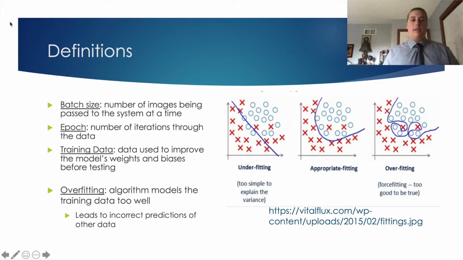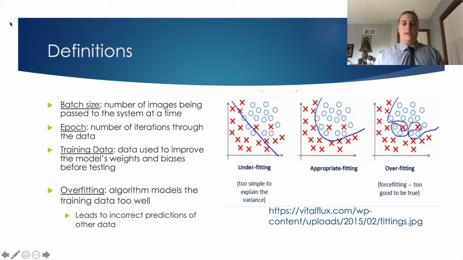So to start off with some definitions, batch size is the number of images that's going to be passed through the model at some given time. An epoch is the number of iterations through the data. So if you run the data through it 6 times, the epoch is going to be 6. And then training data, this is the data used to improve the model's weights and biases before the testing process. So I get into that more later.